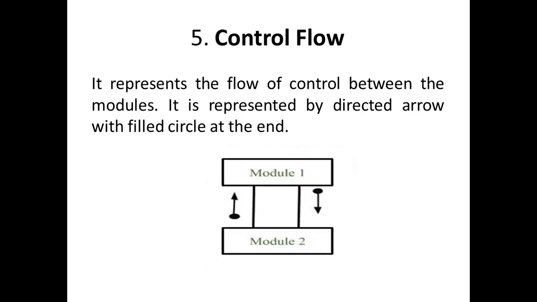But in case of the control flow, you can see the circle is filled. The symbol is the same, the only difference is that the circle is empty in the preceding case, and here the circle is filled. So this is the only difference between the symbols of data flow and control flow. In case of the control flow, the circles are filled.